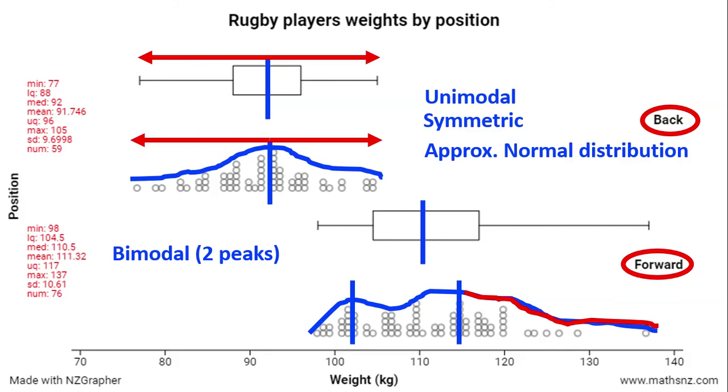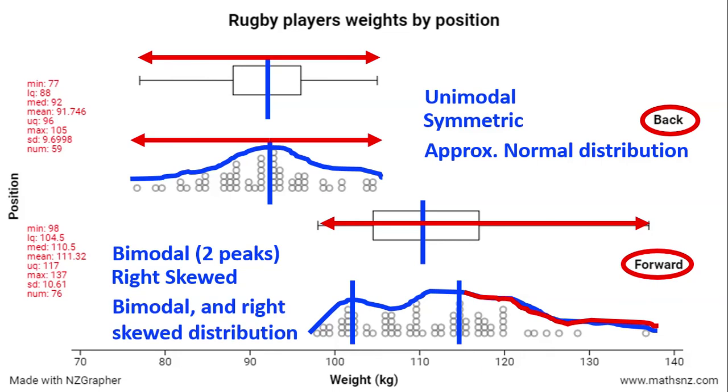And if I compare that on the box and whisker graph, going from where the median in the middle is and looking at the distance above that and the distance below that, you'll notice that this right hand arrow is much longer than that left hand arrow. So that confirms that this is right skewed data. So we've got a distribution shape that is bimodal and right skewed.